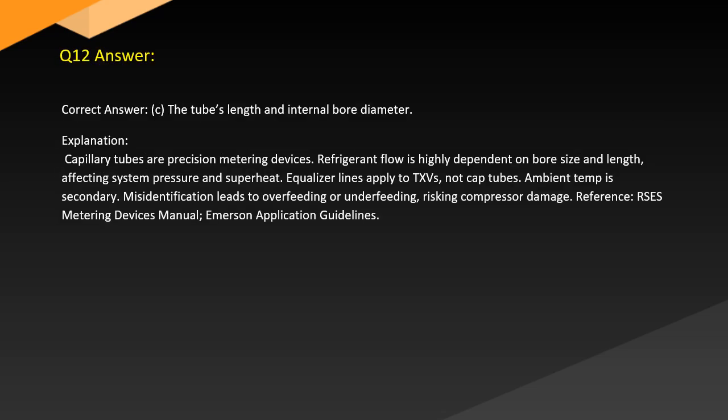Answer. Correct answer: C. The tube's length and internal bore diameter. Explanation. Capillary tubes are precision metering devices. Refrigerant flow is highly dependent on bore size and length, affecting system pressure and superheat. Equalizer lines apply to TXVs, not cap tubes. Ambient temp is secondary. Misidentification leads to overfeeding or underfeeding, risking compressor damage. Reference: ASE's metering devices manual, Emerson application guidelines.